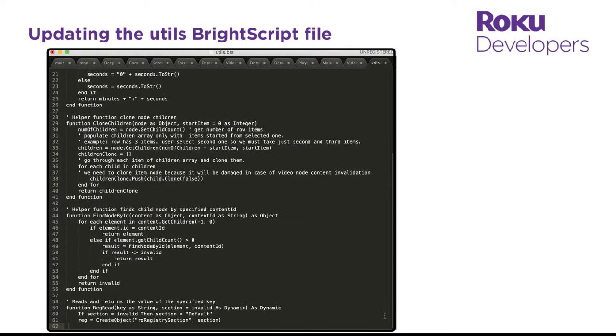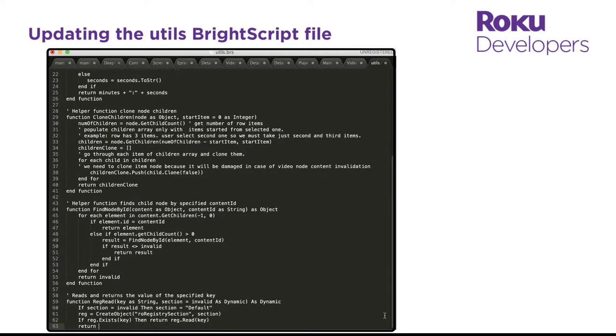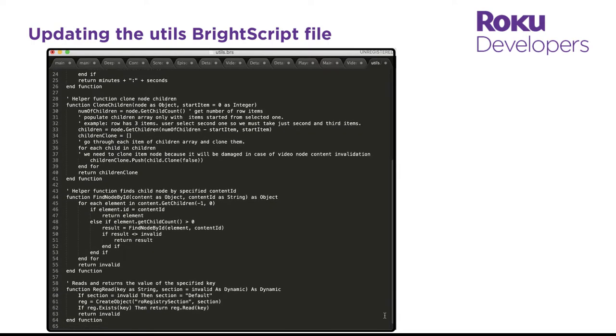Now we'll call the registry section's exist method with a key that was passed into the regRead method to confirm that the provided key resides in the registry section. If the key exists, we'll pass it into the registry section's read method to get its associated value. And finally, we return invalid if the key passed into the regRead method does not exist.